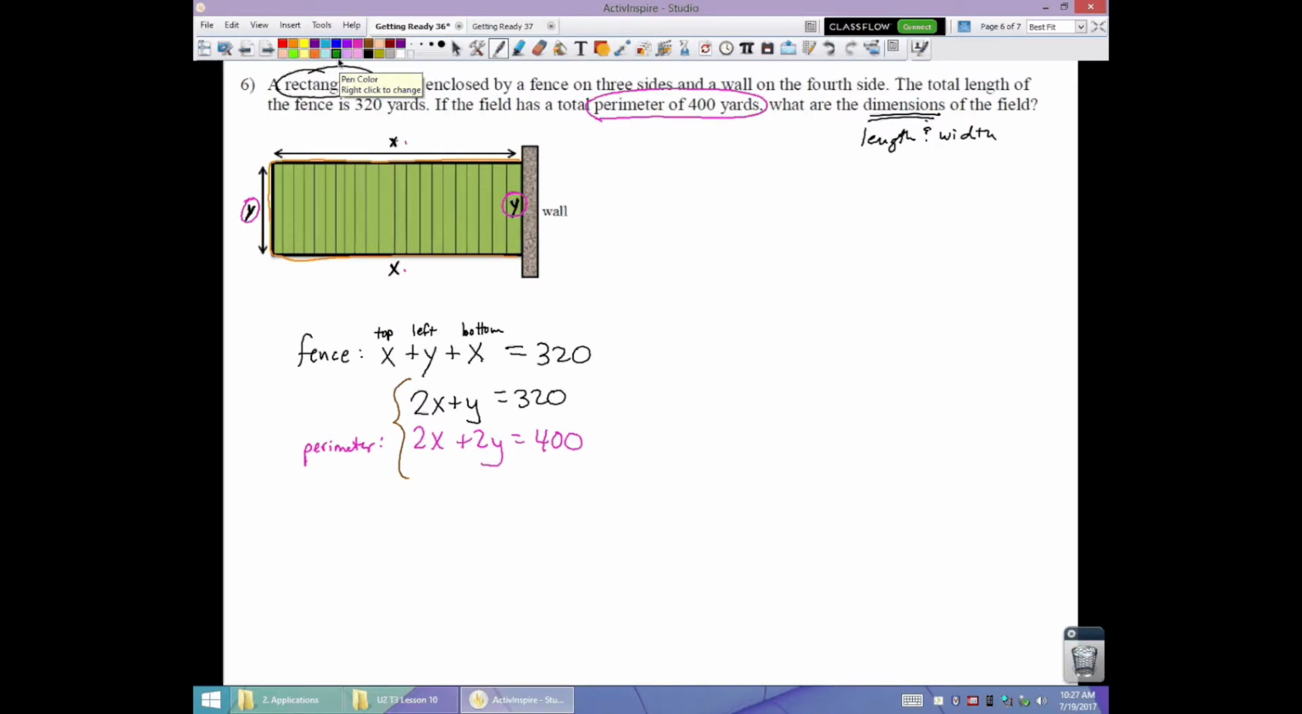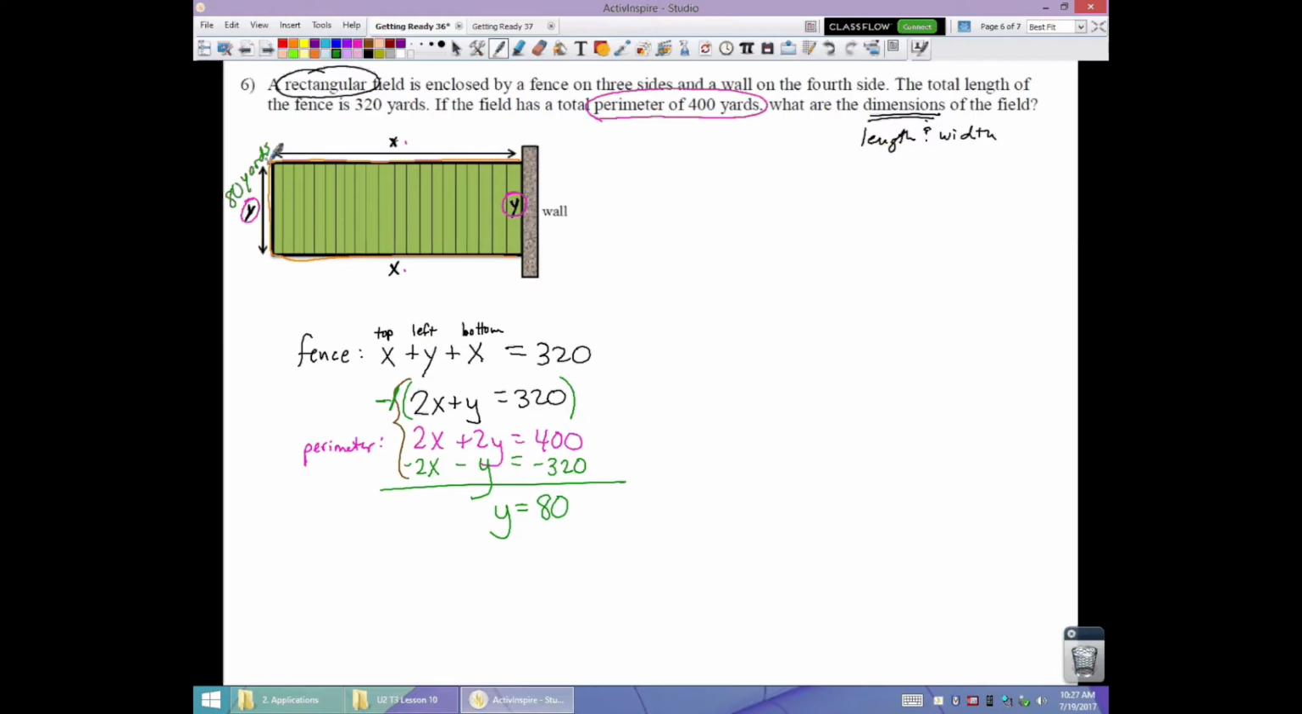And if I multiplied the top or bottom by -1, my x's would be opposites. So I'm going to multiply that top equation by -1. It will turn into -2x minus y is equal to -320. Add these, the pink and the green. The x's are eliminated. 2y and -y is y. 400 and -320 is 80. So y, which is the short side here, is 80 yards.